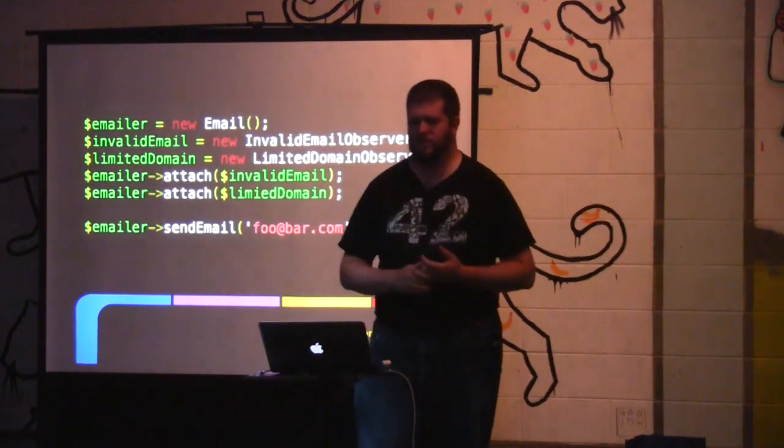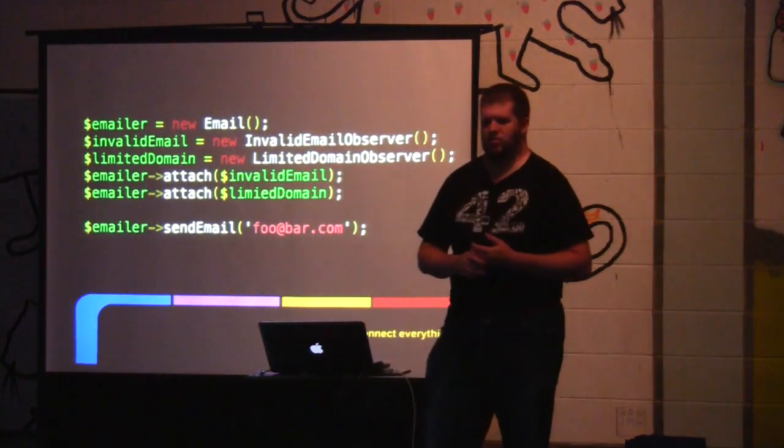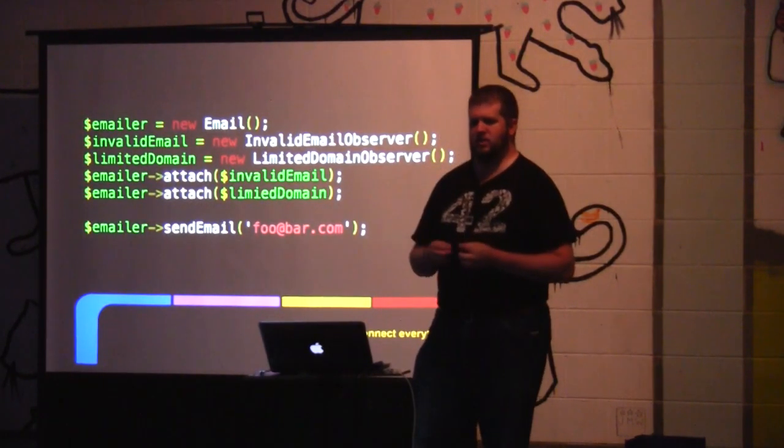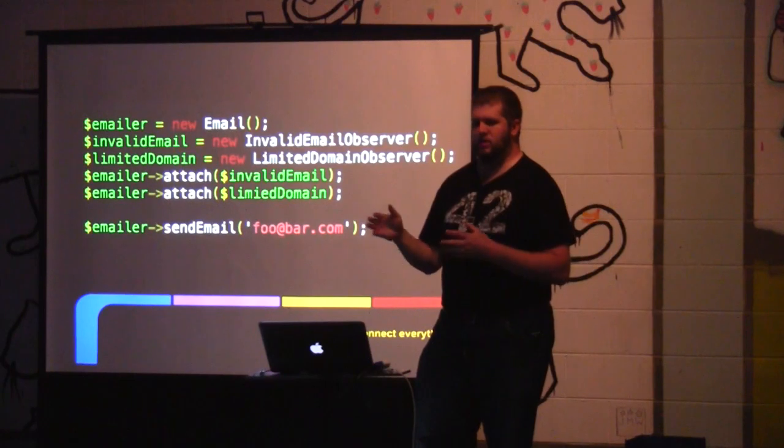So here's how you use this thing. We're going to create our email object. We're going to create our invalid email observer and our limited domain observer, and then we attach them to the emailer. And then we tell the email to send its email, right?